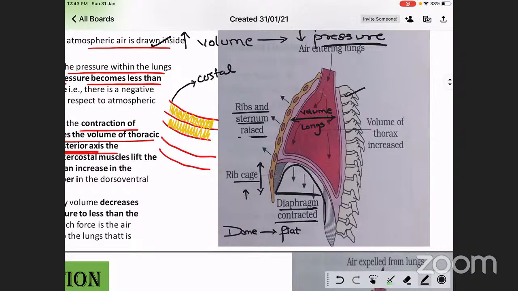As we use the word pulmonary for the lungs, cardiac for the heart, renal for the kidney, the same way we use the word costal for the ribs. So this muscle is present between two ribs, between two costals. That is the reason these muscles are called intercostal muscles. Sorry, not intra, it is intercostal. And these intercostal muscles are of two types.